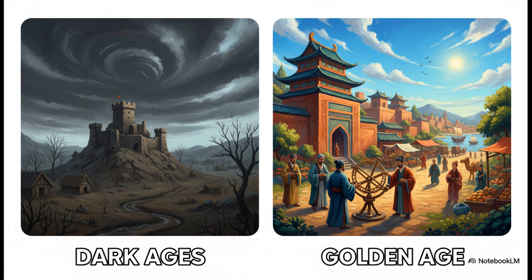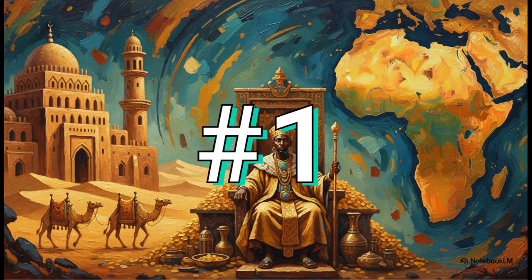Now, this is a really, really important point. We often hear the term Dark Ages, but that is a totally Eurocentric view. Because while Europe was struggling, other parts of the world were absolutely thriving. The Middle East was entering its Islamic Golden Age, and powerful dynasties in China were overseeing some incredible breakthroughs in science and culture.